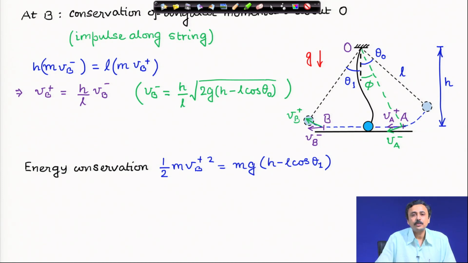So, the total mechanical energy will be conserved. At the initial point at B, it is only kinetic energy, potential energy is 0. Remember, the datum is that horizontal line. So this kinetic energy must be equal to the total mechanical energy at the highest point, where it is only potential energy, no kinetic energy, and the potential at the highest point is mg times (h minus L cosine theta 1). It moves up to an angle theta 1.